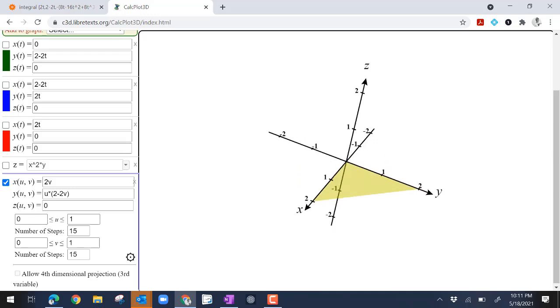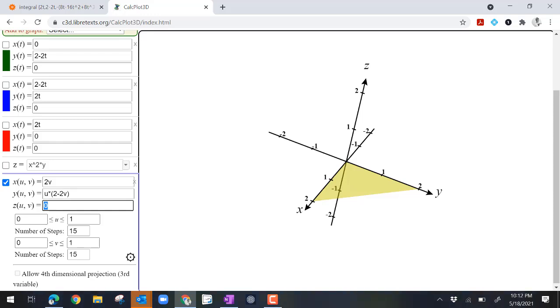Now, I parameterize this using a parametric surface. And so we don't need to worry about how this was obtained. Let's just say that that surface is given by when x is equal to 2v and y is equal to u times 2 minus 2v. And right now z is equal to 0, so this is all happening on the xy plane.